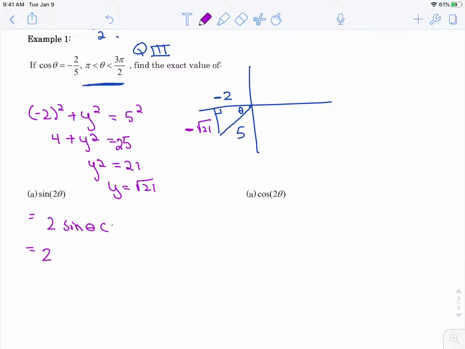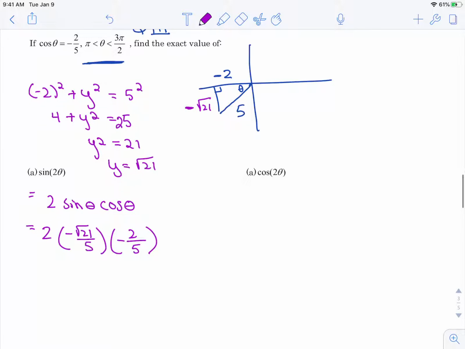2 sine theta cosine theta. So sine of theta is going to be negative root 21 over 5, because it's opposite over hypotenuse. Cosine of theta was given to us, so hopefully none of us butcher that. And I go ahead and multiply. This is over 1. I got a negative times a negative, so we're at a positive 4 root 21 over 25.